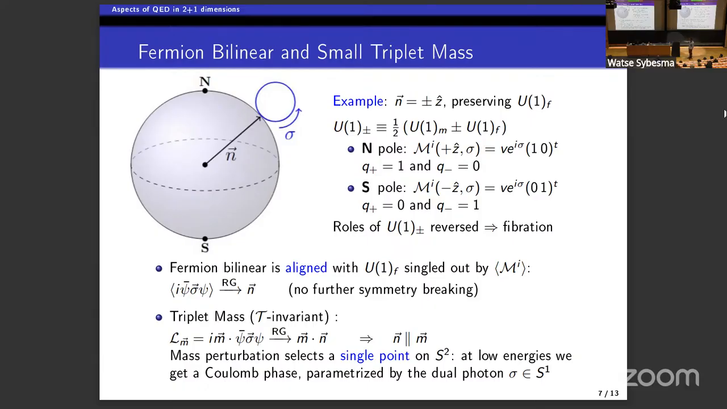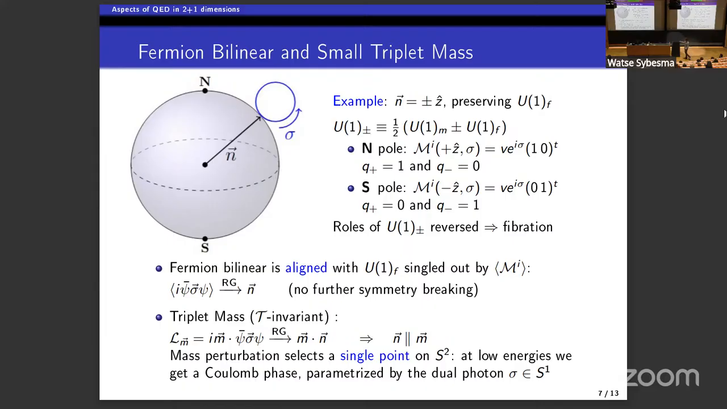Now you can ask yourself, okay, what about the fermion bilinear, this time reversal fermion bilinear that I told you at the beginning? Our claim is that also this is condensing, but it condenses in a way that is already aligned with the Cartan direction preserved by the monopole. So you don't have any further symmetry breaking, and you have just alignment of the fermion bilinear with the monopole.